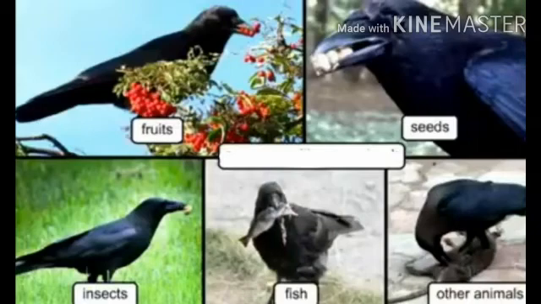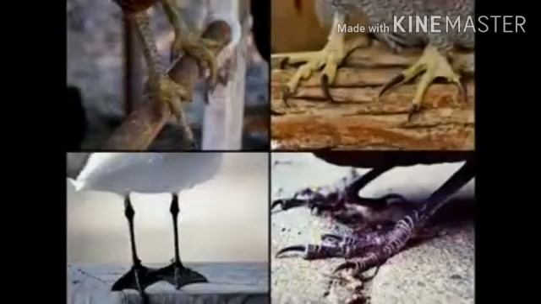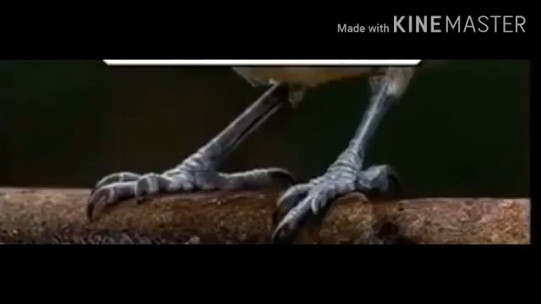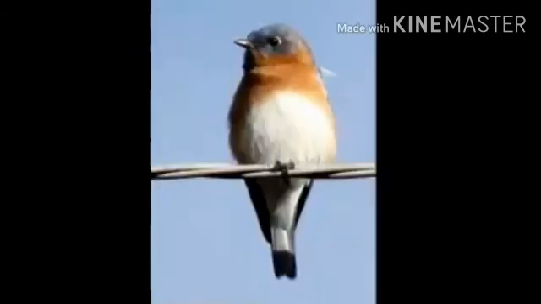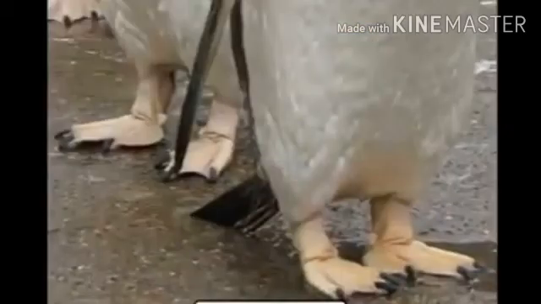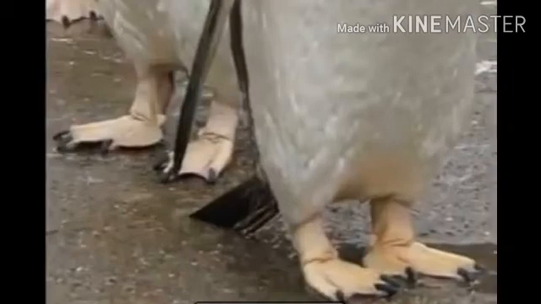Next point is claws and feet. The legs and the feet of the birds help them in catching and holding food and eating food. They also help them to walk, swim, climb and perch. Birds are divided into different categories like perching birds.